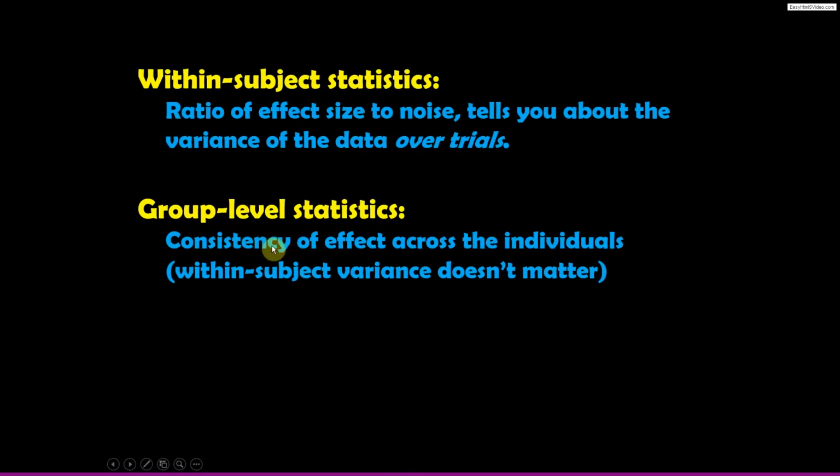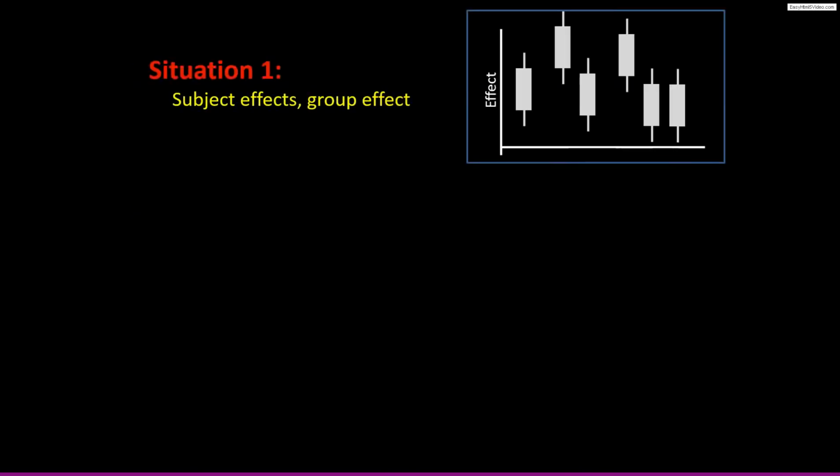It can, of course. There are multi-level modeling or hierarchical models that allow for individual variance to be taken into the group level. So this is not necessarily always the case, but something like 99.9% of the group-level analyses that you see in psychology, neuroscience, and cognitive neuroscience involve ignoring the within-subject variance in order to focus on the consistency of the effect across the individuals. So let me illustrate pictorially the distinction between within-subject statistics versus group-level statistics.